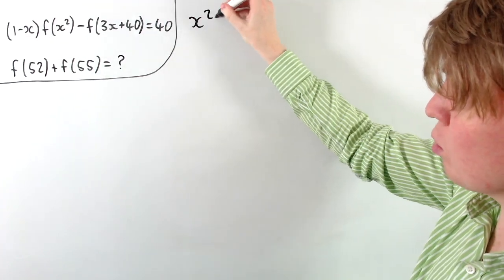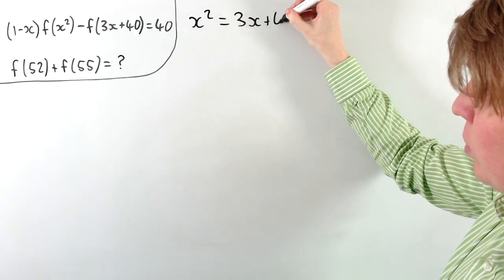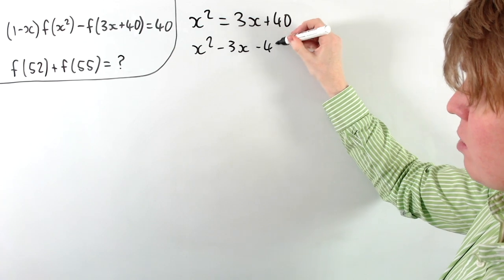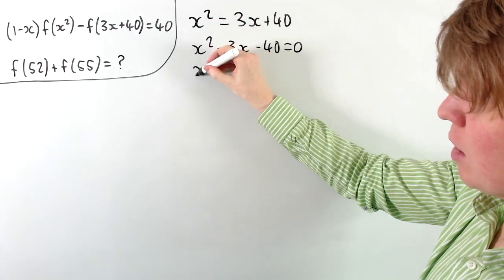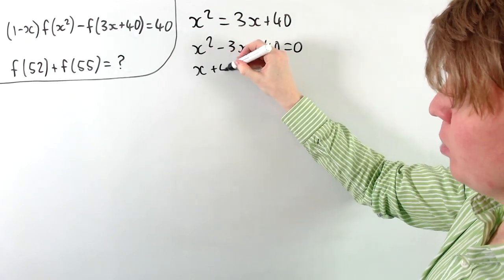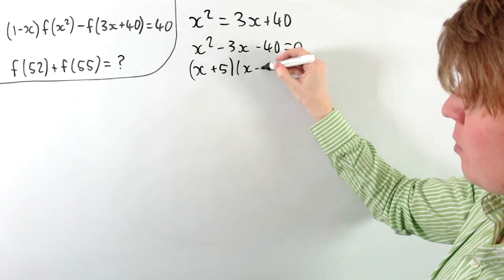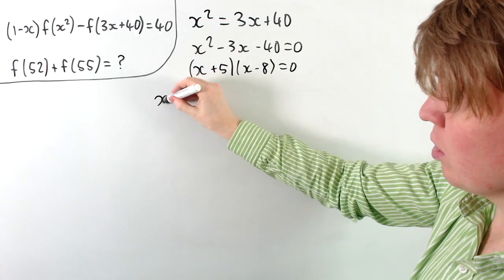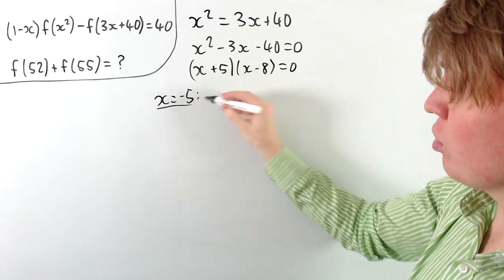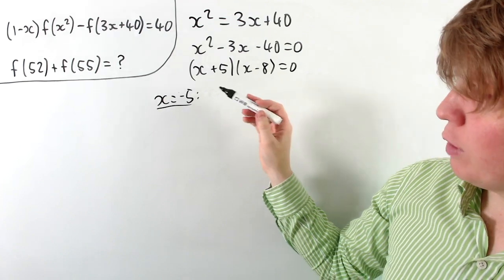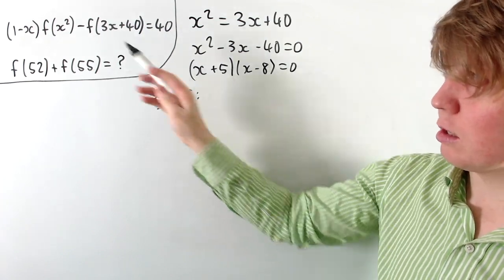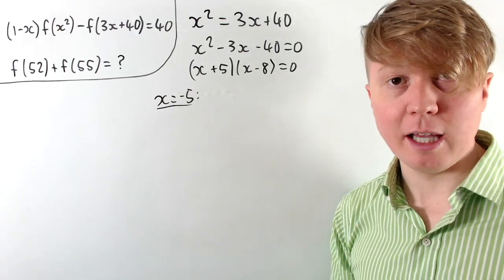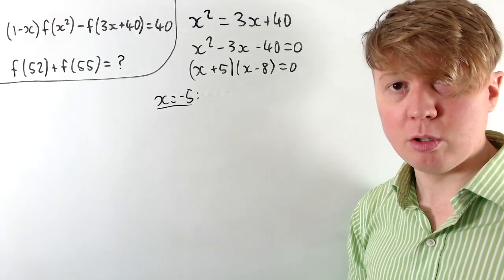So if we set x squared equals 3x plus 40, we rearrange this, we get x squared minus 3x minus 40 equals 0, and this factorises as (x plus 5)(x minus 8) equals 0, so we get x equals negative 5, and we also get x equals 8. The reason I'm doing this is so that when x is negative 5, x squared and 3x plus 40 are actually equal to each other.